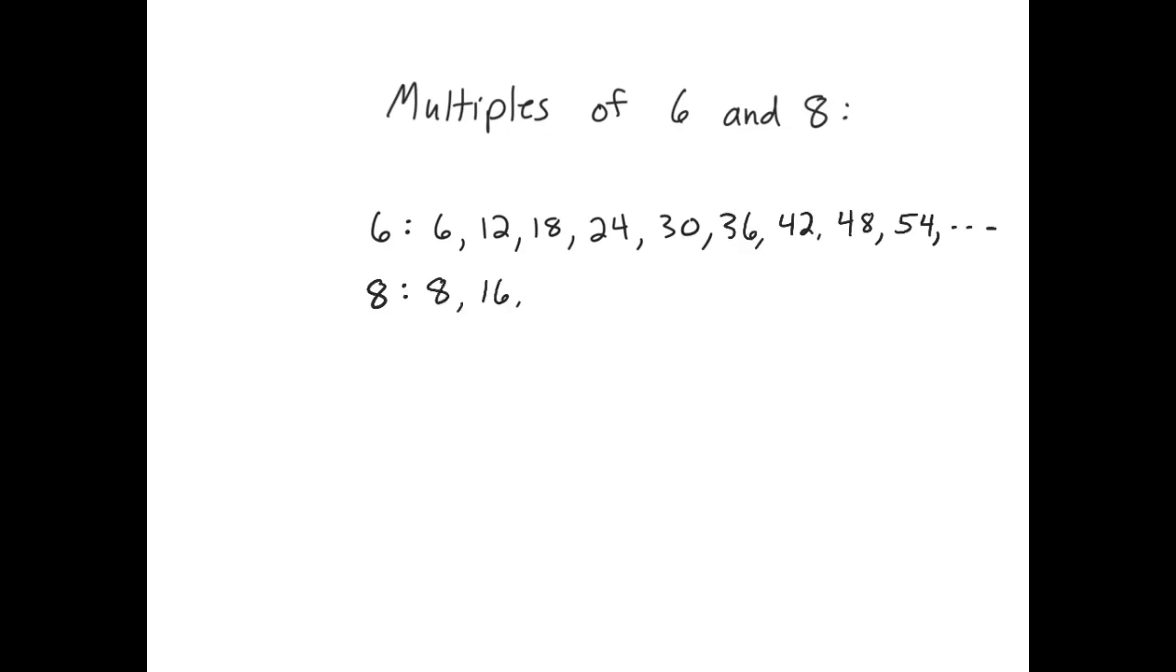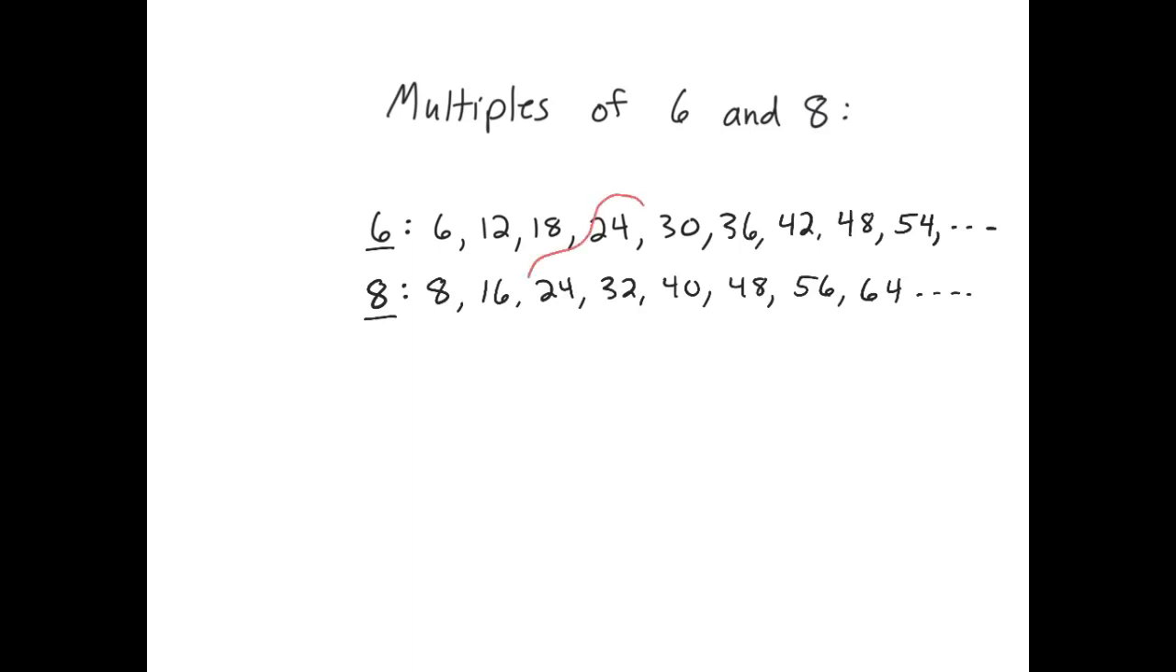Now if I look at the multiples of 8, 1 times 8 is 8, 2 times 8 is 16, 3 times 8 is 24, and then I have 32, 40, 48, 56, and so forth. I can write 64, and I've got quite a list. So I've got the multiples of 6 and the multiples of 8. Now what I want to do is see what multiples they have in common.